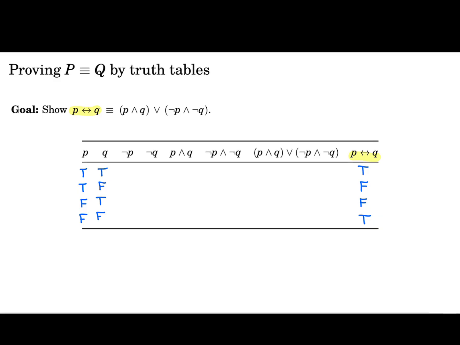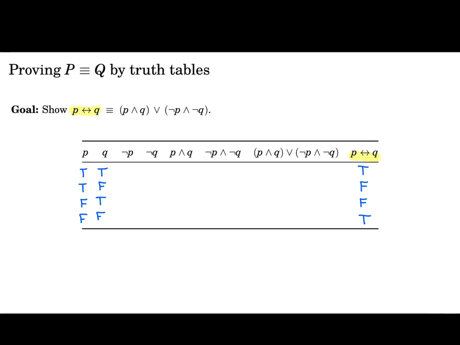Now let us build the right-hand side. One way we can do this is to slowly progress towards it. Since we're going to need P, Q, P and Q, we're going to need also not P and not Q, and then finally we do an or. We can do this by steps. So let's start with the negation.